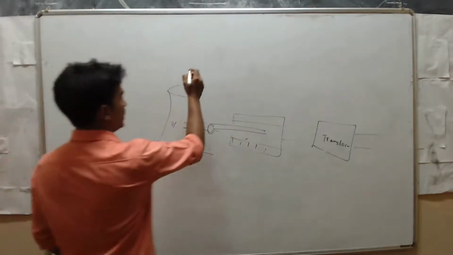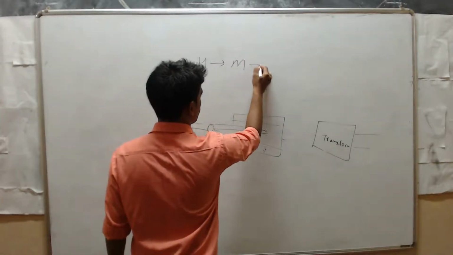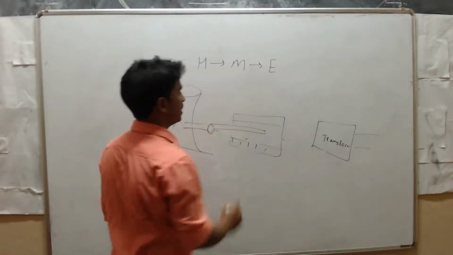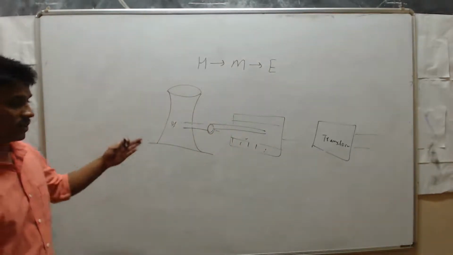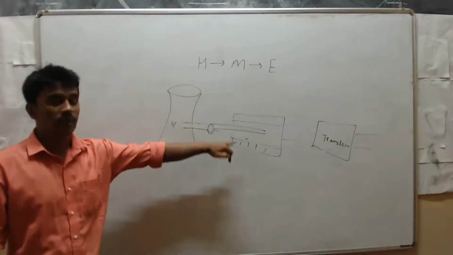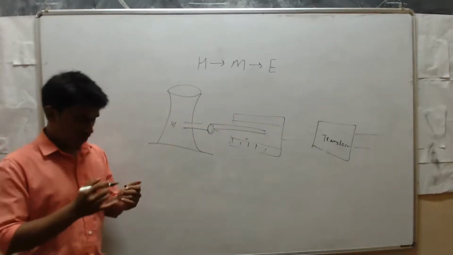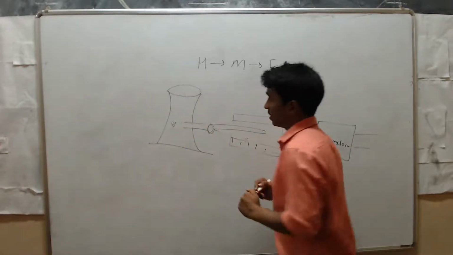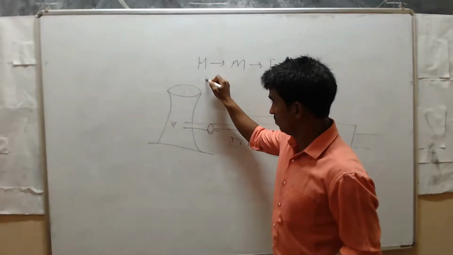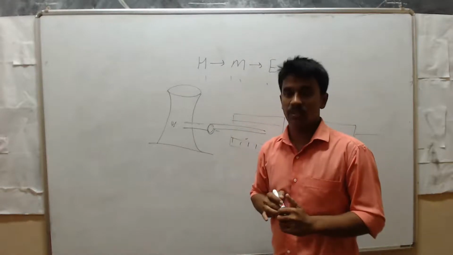Okay, so first heat energy. Heat energy is converted into mechanical energy, then mechanical energy is converted into electrical energy. So here we have converted one form of energy into other forms. First heat energy into mechanical, mechanical into electrical energy. Here, before conversion and after conversion, the energy remains the same.